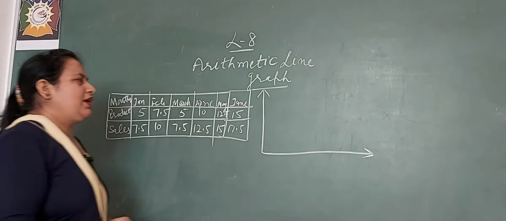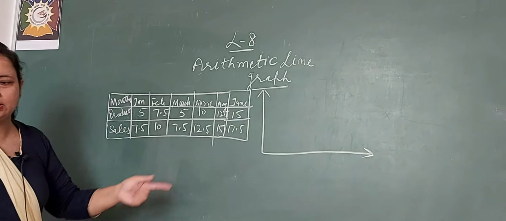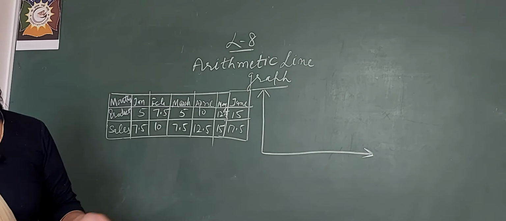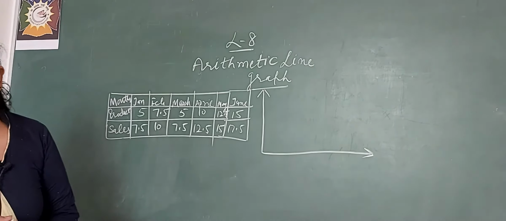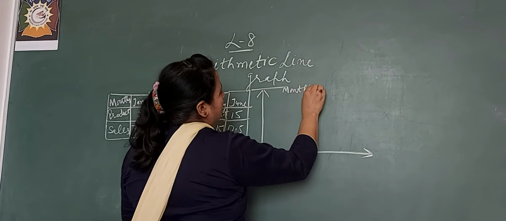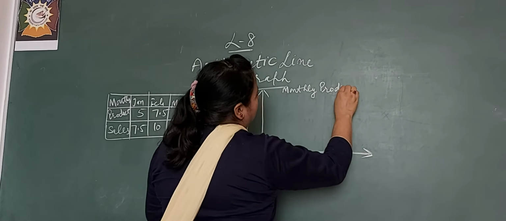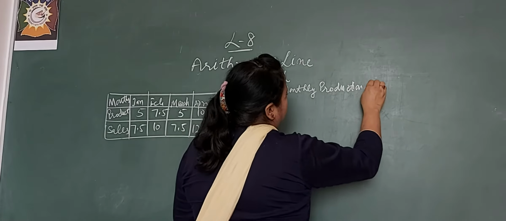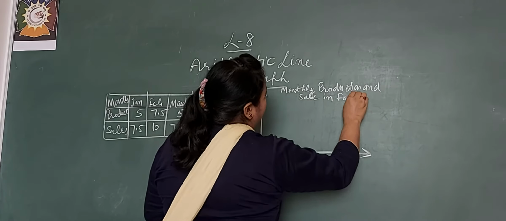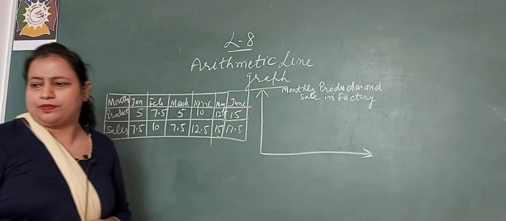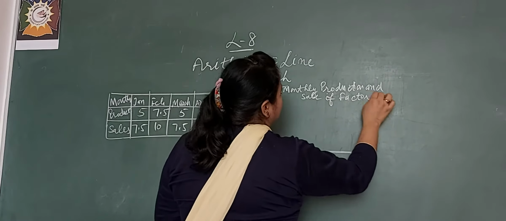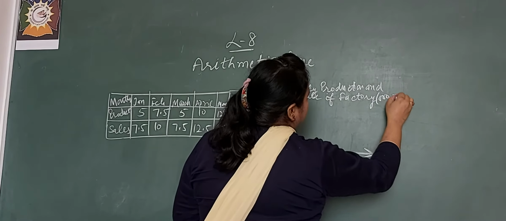This graph you will make in the first quadrant. So let us start. Production and sale. This is in rupees. So firstly I will give the heading, that is monthly production and sale of factory. Monthly production and sale in factory. This is given in 1000 rupees.